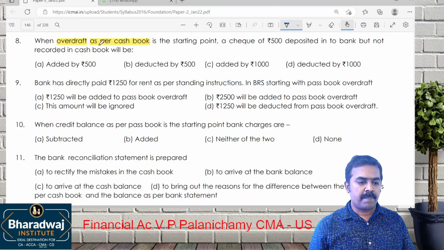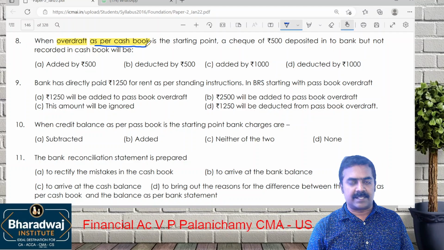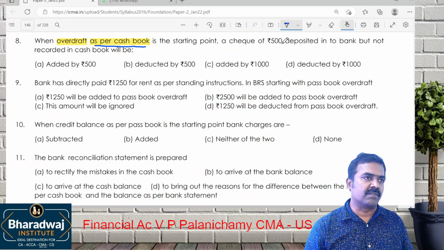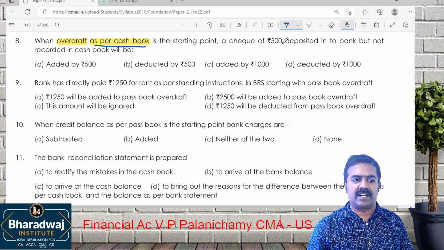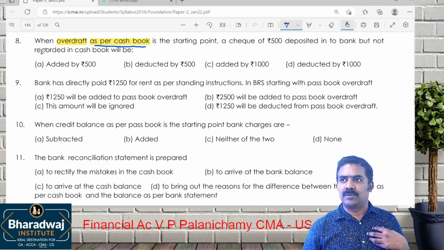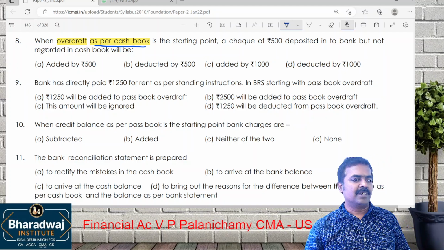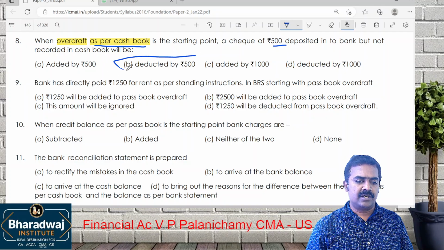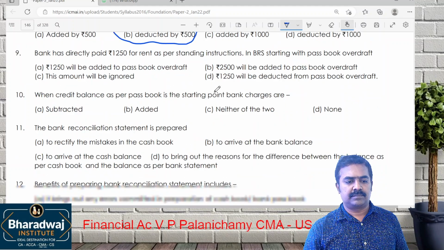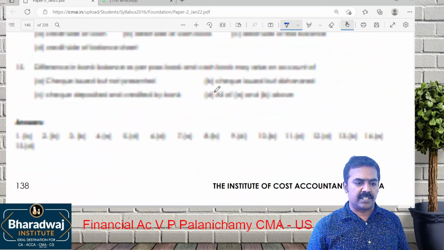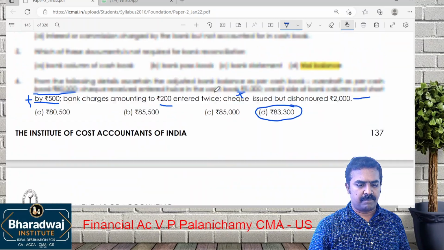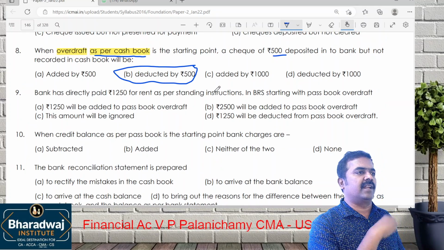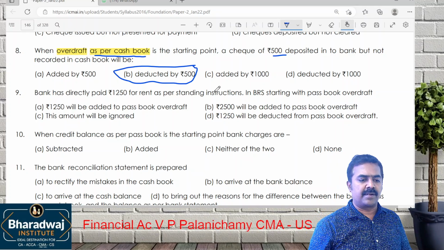Once again, repeat. Who are we? Customer. Okay. How much of check deposited? What would the bank have done? They would have added to our balance. We have not added. The bank has added, so we should add. But OD is the starting point, so what to do? Minus 500. Check your book answer also. Question number 8, check the book answer also. Correct? Very simple. If the banker has added, we should add. But since OD is the starting point, do the opposite. Minus 500. Next.